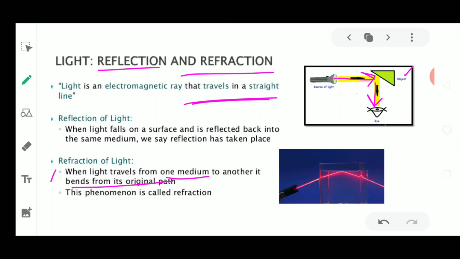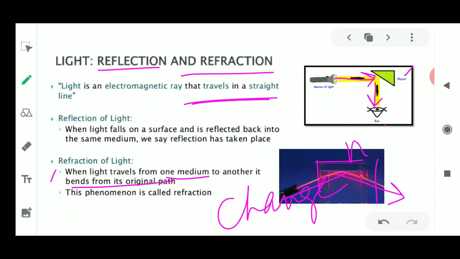As you could see here, as it is moving into a different medium, a glass slab or a glass object, when it strikes the surface, it is going to be bent. This bending happens because of the change in the medium.